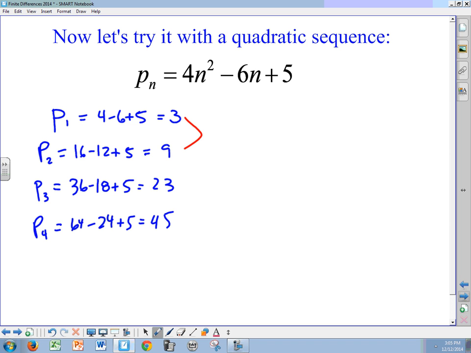So we know that the difference between 3 and 9 is going to be 6. The difference between 9 and 23 is going to be 14. And the difference between 23 and 45 is 22. So notice that in this particular case, there is no pattern in the first set of finite differences. But if you go one step further, in other words, to the next layer, we notice that this is plus 8 and this is plus 8. Oh gosh, look at that.